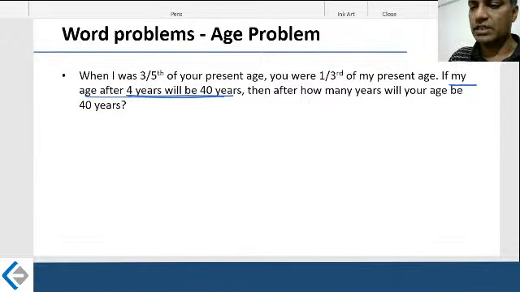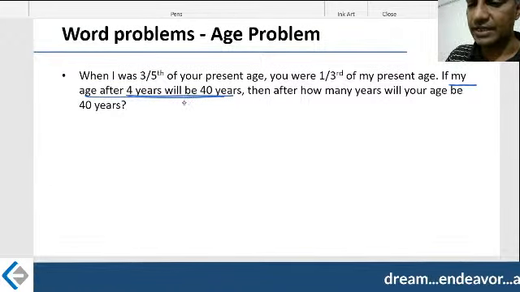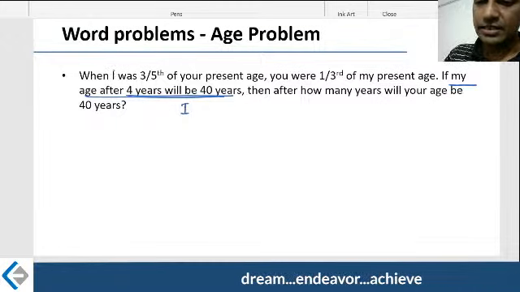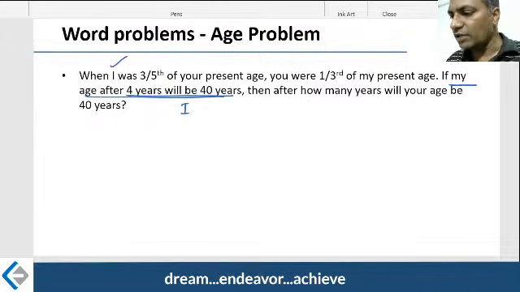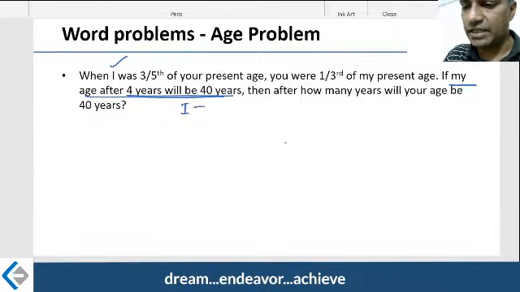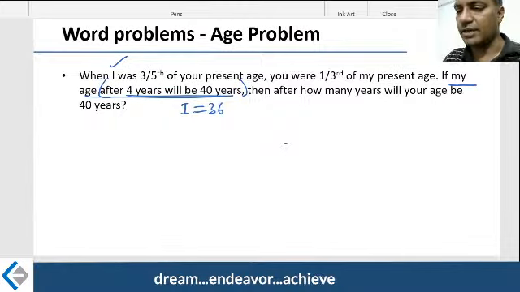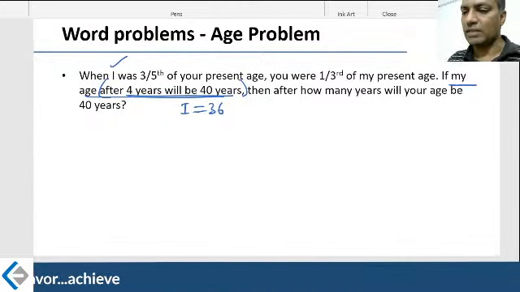My age after 4 years is 40 means what is the present age of the I? The fellow who is talking, let's say that his name is I. What is the present age of I? Present age of I is 36 years, because after 4 years he is going to be 40 years. The present age of this individual is nothing but 36.